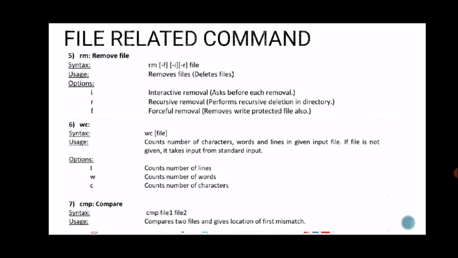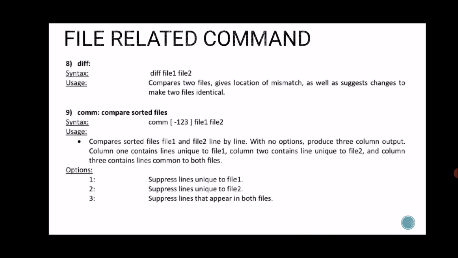The next file related command is cmp, compare. The syntax is cmp file1 file2. It compares two files and gives the location of the first mismatch; if there is a mismatch, the files are not similar. The next command is diff. It compares two files, gives the location of the mismatch, and also suggests changes to make the two files identical. So this is the difference between cmp and diff.